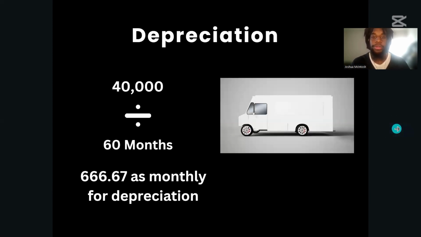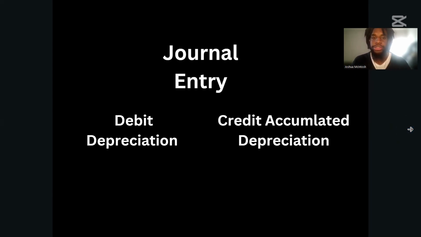So what you'll do, let's say I have a food truck, for example, and it cost me $40,000 to purchase it. I'll divide it by the months of useful life, which 5 years would equal 60 months, and it would calculate as $666.67 as monthly depreciation. And in QuickBooks, I would have to put it in as a journal entry. So what I would do, I would debit depreciation and I'll credit accumulated depreciation every month.